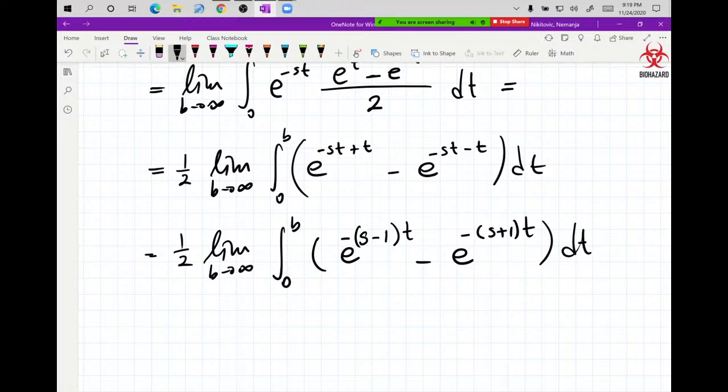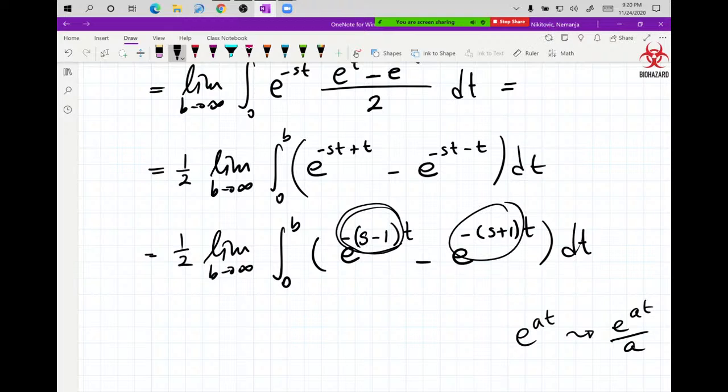So you see that this is already taking the shape of the basic e to the at formula, whose integral is e to the at over a, where a is this whole piece in one parenthesis and minus the other parenthesis. Those are your a's from the basic e formula.